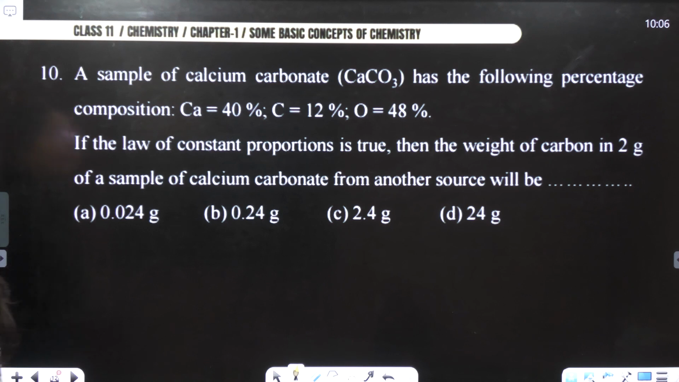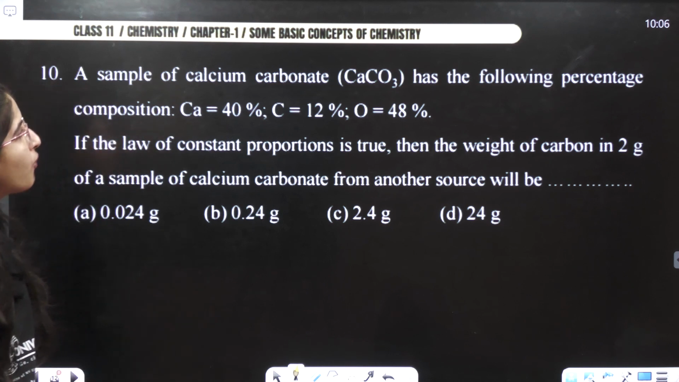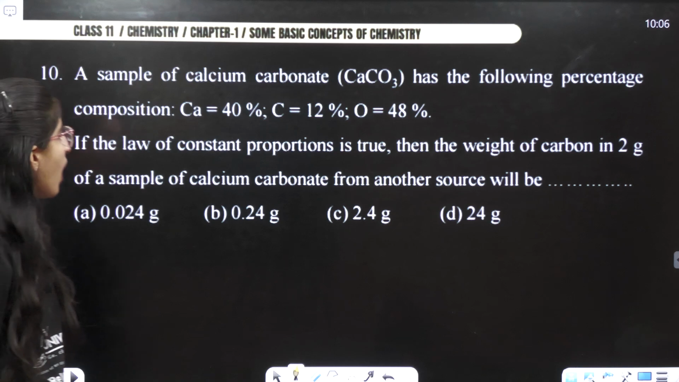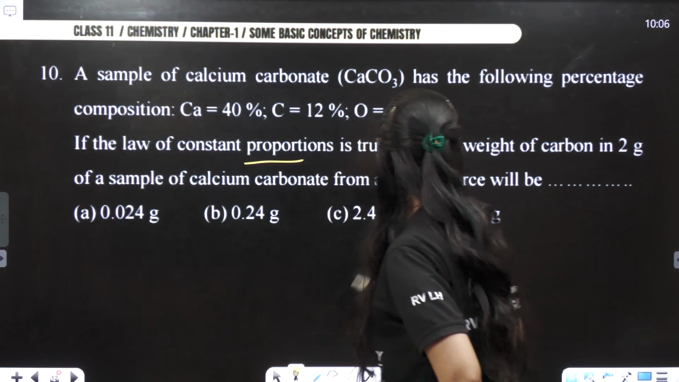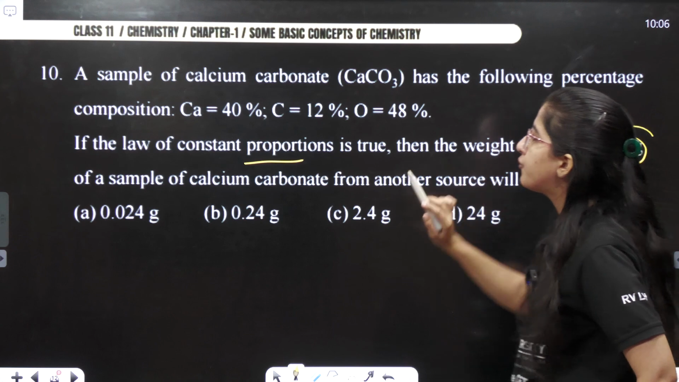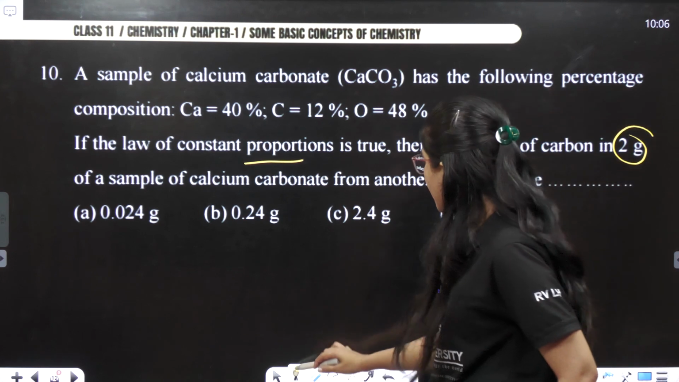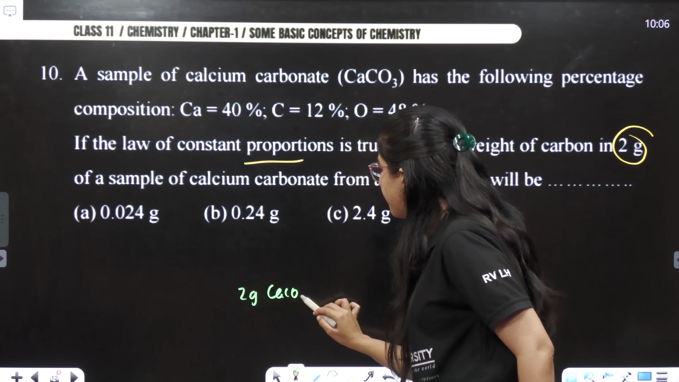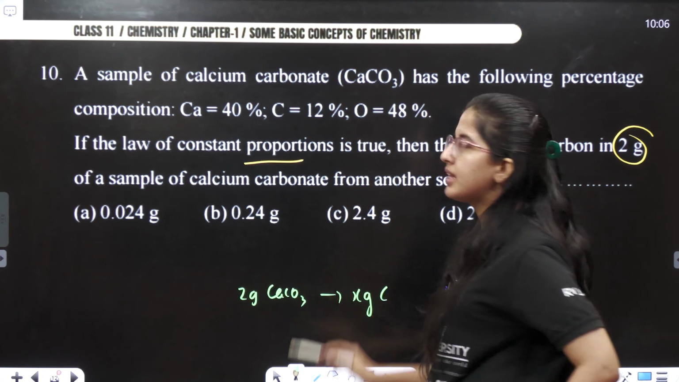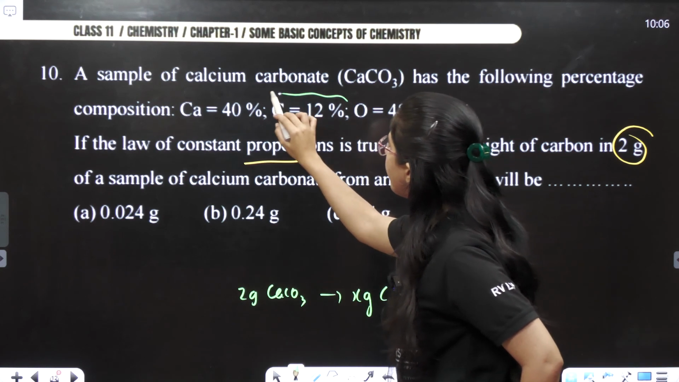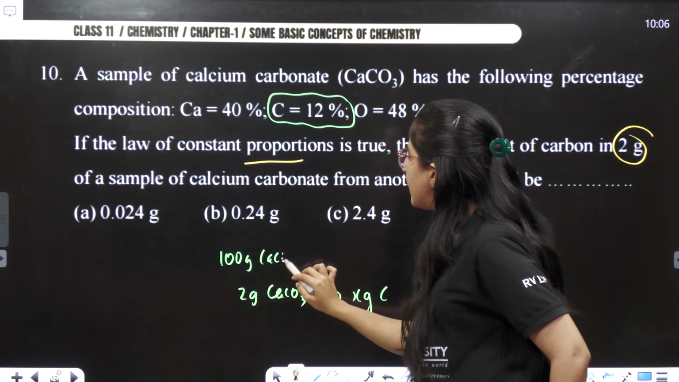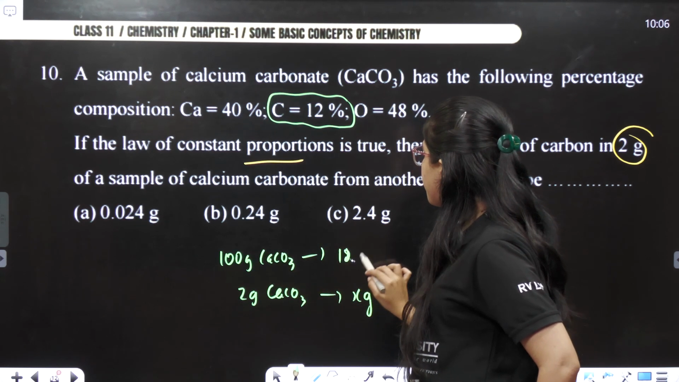Next up, a sample of calcium carbonate has the following percentage composition: calcium 40%, carbon 12% and oxygen 48%. If the law of constant proportion is true, then the weight of carbon in 2 grams of calcium carbonate sample will be what? So you can clearly say they are asking, if there are 2 grams of calcium carbonate, then how many grams of carbon will be there. Now from the given, you go with the carbon percentage. So in 100 grams of calcium carbonate, they are saying 12 grams of carbon will be present.